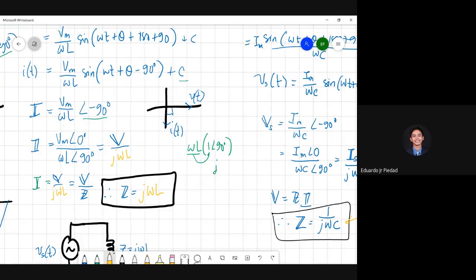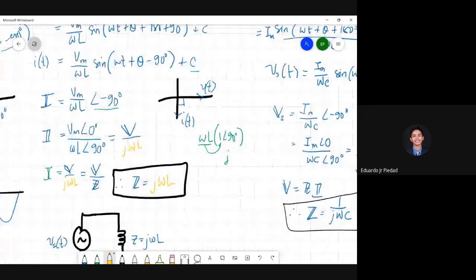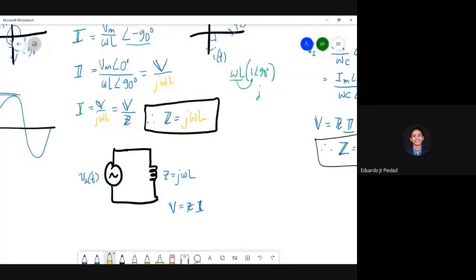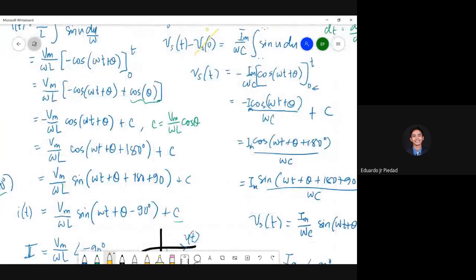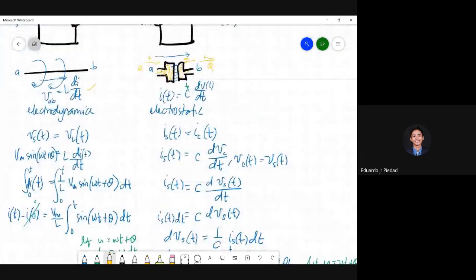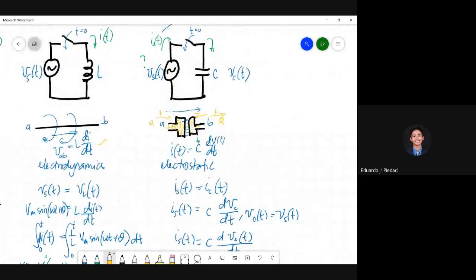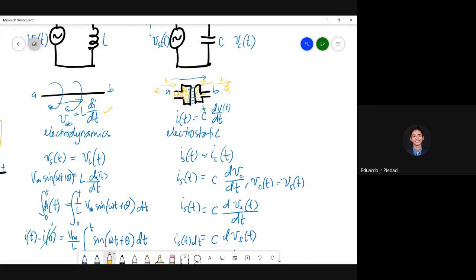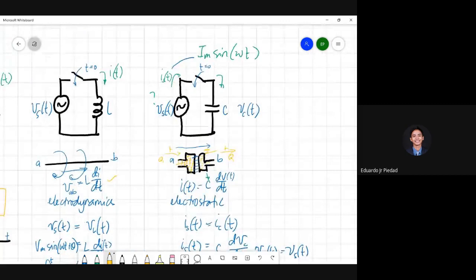If it is a pure inductor. But in reality, there's always a resistor present or resistance present in the circuit. Okay, unless it is a superconductor, but this thing is only in theory. Okay, but I'd like you to appreciate the importance of the idea of electrodynamics and electrostatics, so that you will appreciate also differential equations in your other subjects.